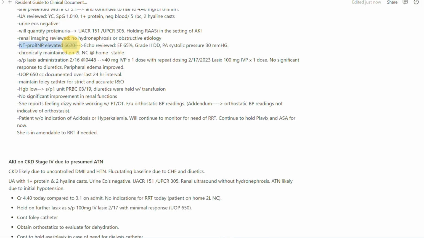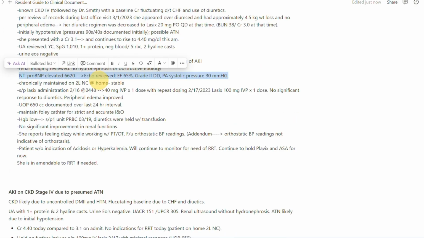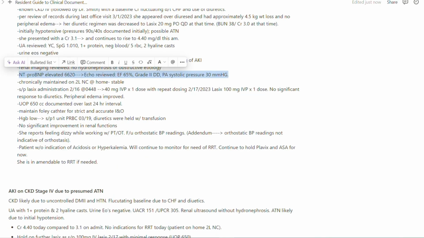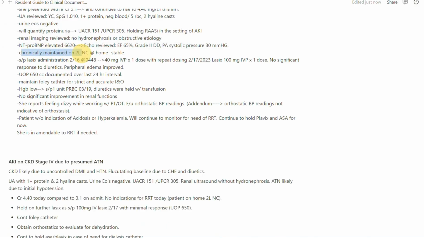They have mentioned this kind of heart failure stuff. I don't know, maybe were they thinking cardiorenal syndrome? I'm not sure. Again, I don't have an explanation there, so I'm not quite sure why they're including that. I would maybe just remove that since it's not clear. Chronically maintained on 2 liters nasal cannula at home. Now, I would just move that to a whole different section, maybe some chronic respiratory failure with hypoxia section.